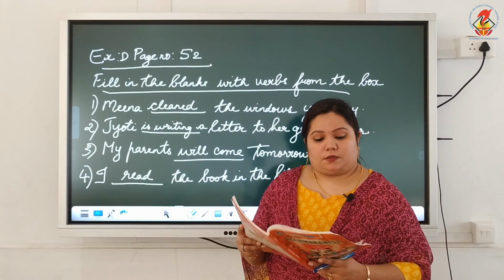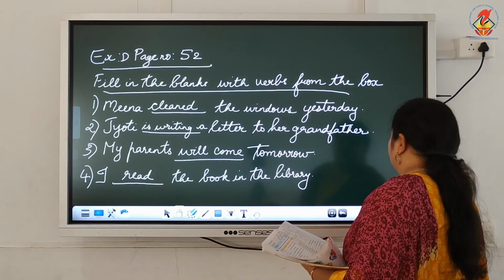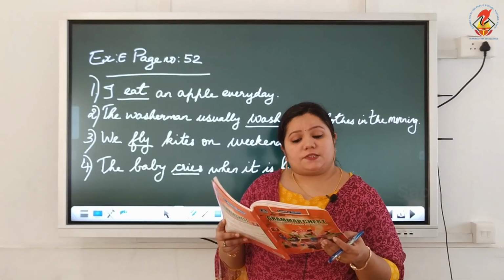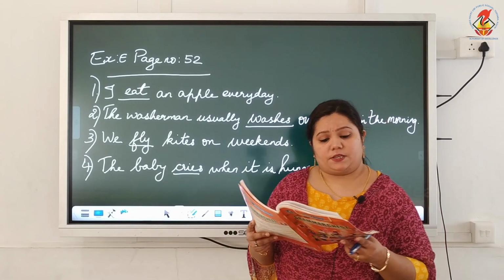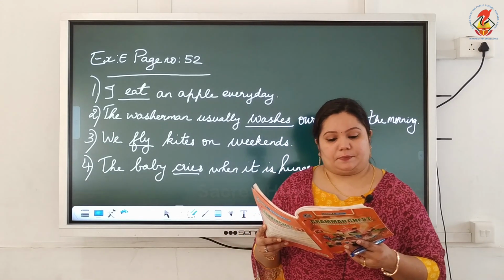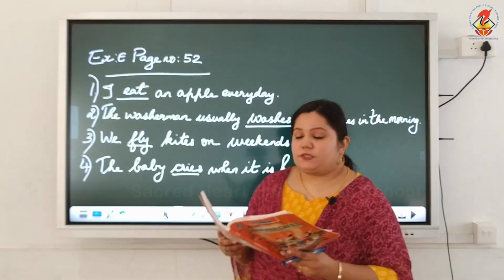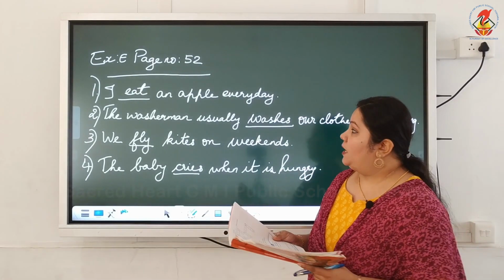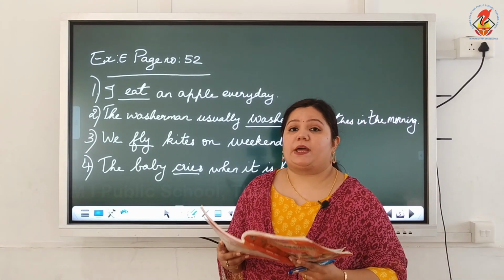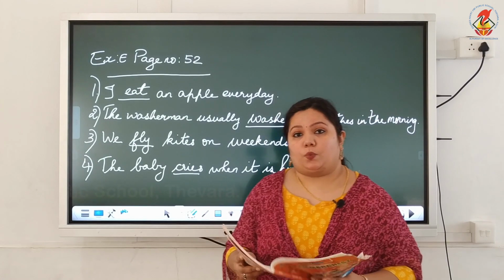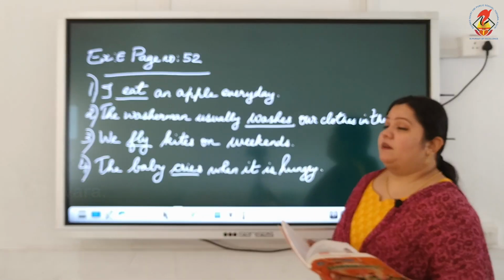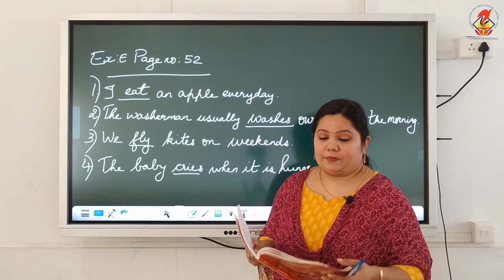Okay. All right. Then we'll go to the next one, that is unscramble the letters in the bracket to make verbs. So fill in the blanks with them. Alright. So first one, what is it given here? I dash an apple every day. And look at the bracket. We have to unscramble that word. And we write, I eat an apple every day.